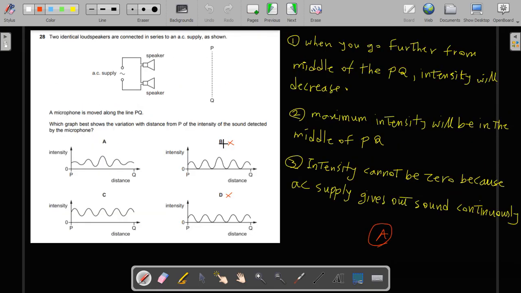Question 28. Two identical loudspeakers are connected in series to an AC supply as shown. A microphone is moved along the line PQ. Which graph best shows the variation with distance from P of the intensity of the sound detected by the microphone?